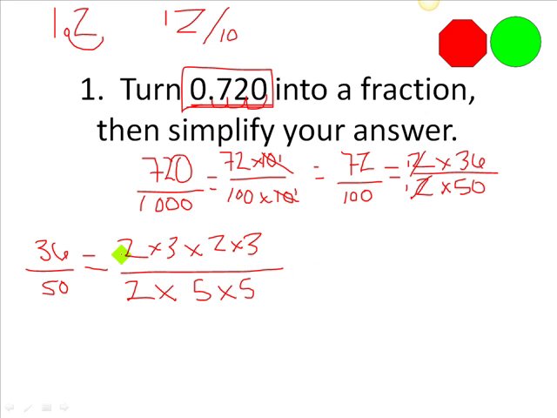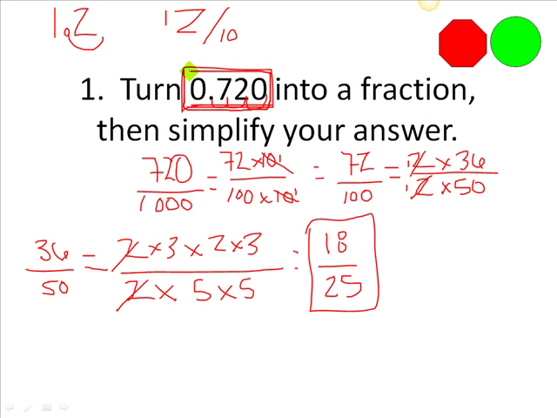So now I have a 2 in the numerator and a 2 in the denominator. And then I have a 3, a 2, and a 3, so I can cancel this one, and I can cancel this one, and we have 3 times 2 is 6 times 3 is 18. We have 18, and 5 times 5 is 25. 18 over 25 is the simplified fraction of 0.720. If we were to do the long division problem of 25 into 18, we would come up with this same decimal right here. All right, let's move on to the next one.